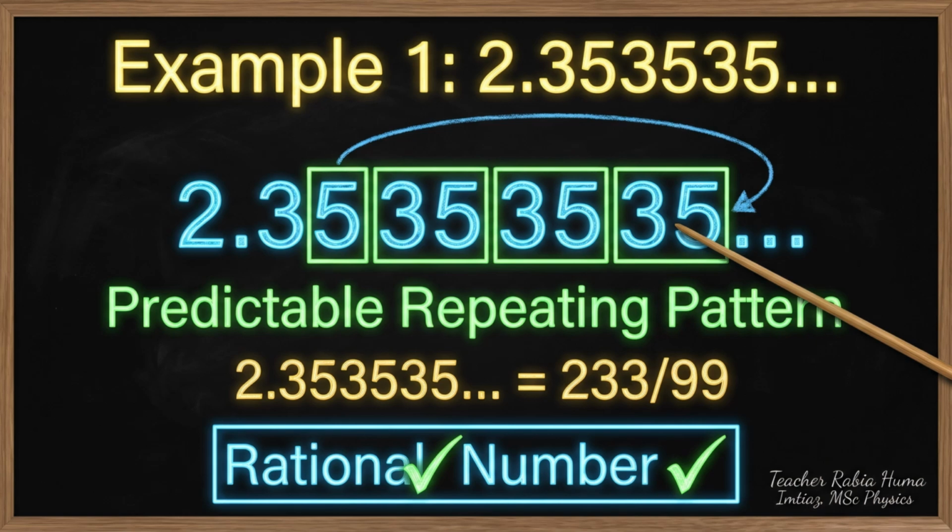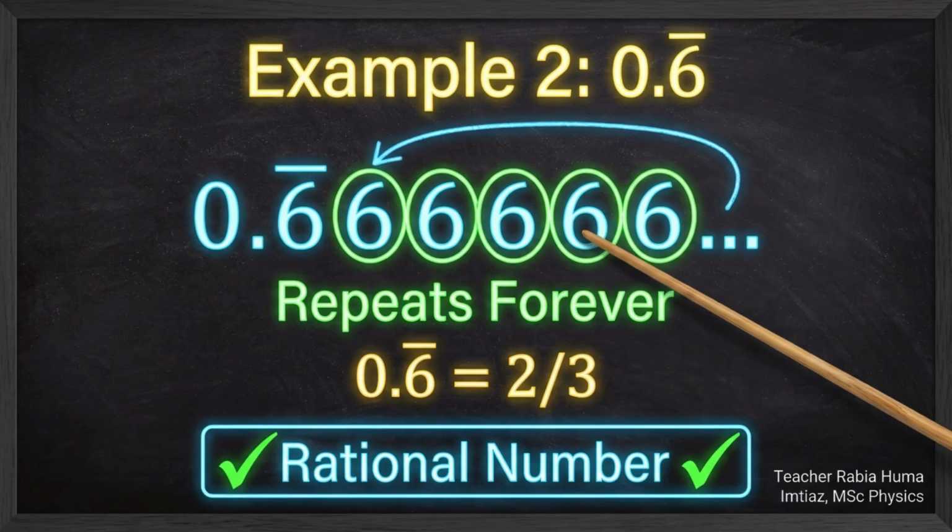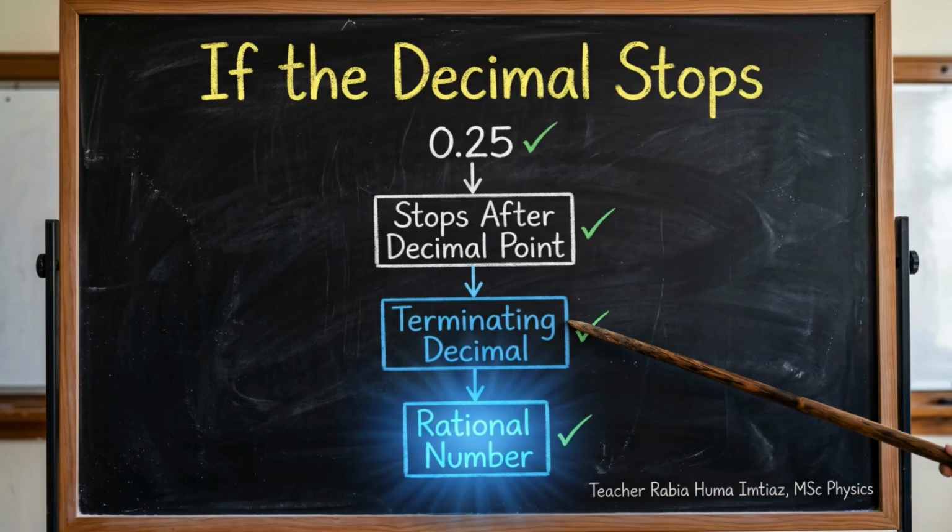Look at our repeating examples at the bottom left. We have 2.353535 repeating infinitely, and 0.6 repeating, which is written with a small bar over the 6 to show it loops forever. Because they are predictable, they are rational.